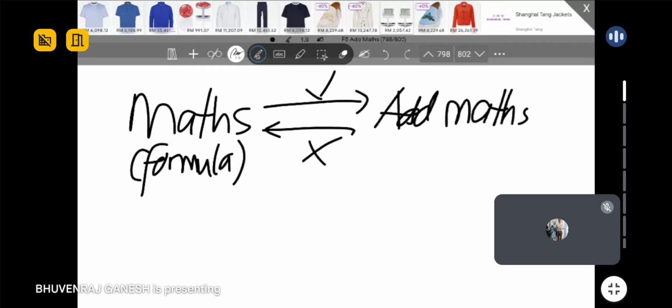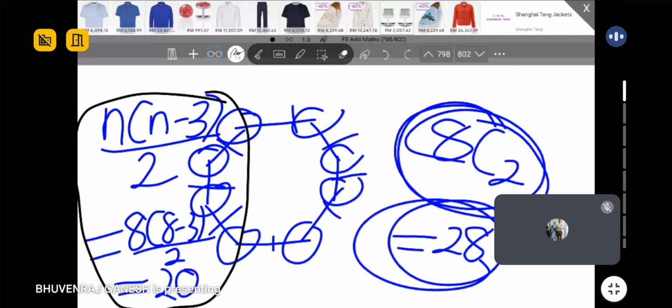So sir, can you repeat why we need to minus 8? Minus 8 is because we got 8 vertices. Am I right? Kita ada 8 perpenjuru.